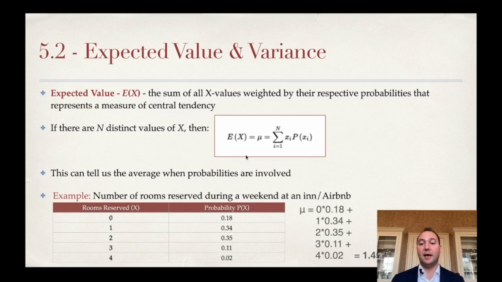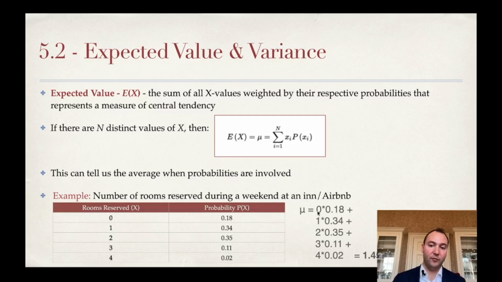Okay, so if I want to know what is the average number of rooms reserved, well, we can use the probabilities and multiply the probabilities by the rooms reserved to come up with a number that represents a central tendency, how many I might expect on any given weekend. So in this case, this is my sample space, and these are my probabilities for each one of those occurring, I would end up with this equation.